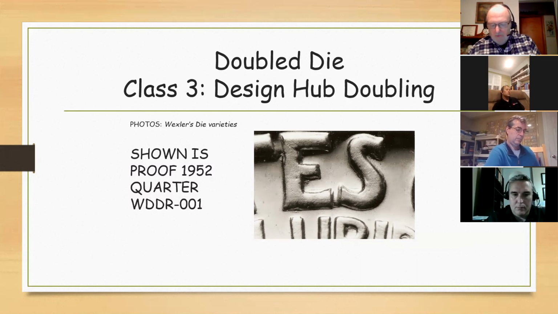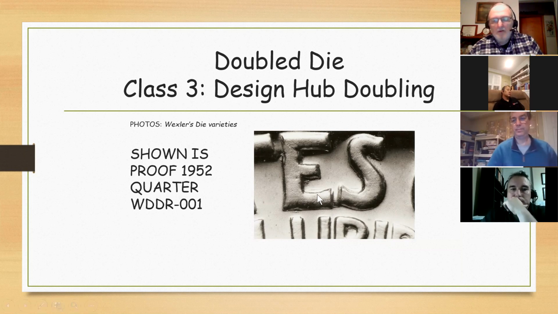But it's produced when a working die receives impressions from working hubs bearing two different or partially different designs. Now, it doesn't necessarily have to be two coins or two denominations. What happened here is you have a wide ES and a closed ES. The closed ES is on the bottom, the wide ES is on the top, as you can see, because there's part of your S sticking up right here. So this is the easiest one to explain.